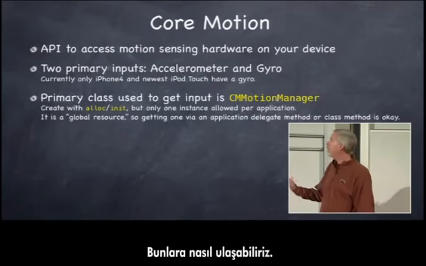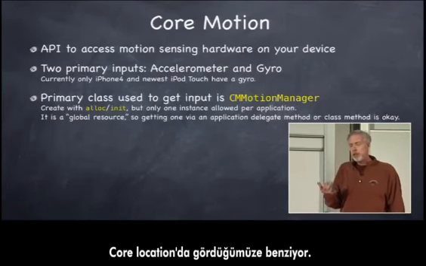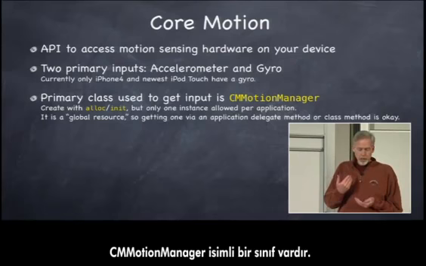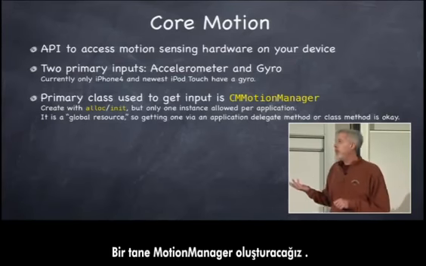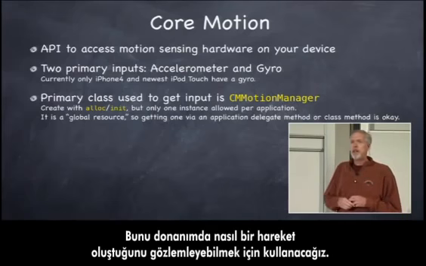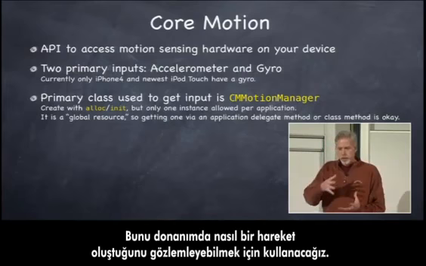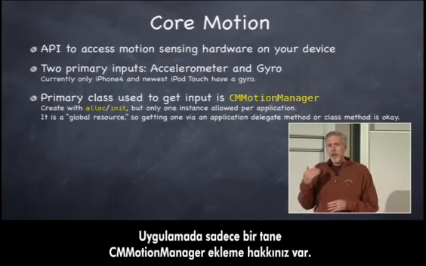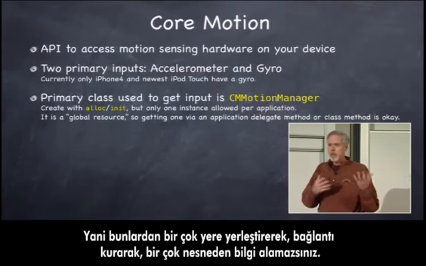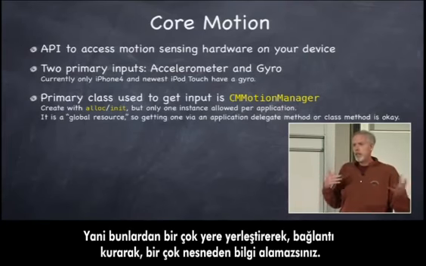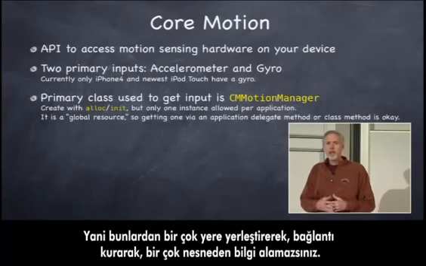So how do you get at this stuff? It's similar to what we saw with Core Location. There's a class CMMotionManager, all right? You create one of these motion managers, and then we're going to use it to get information about what's happening with the motion of our hardware. And you're only allowed to have one CMMotionManager in your app, so you're not allocating and initing a whole bunch of these and having multiple objects getting information.